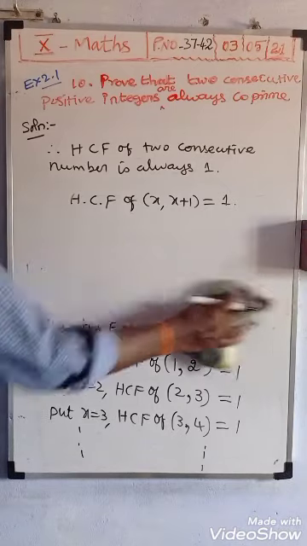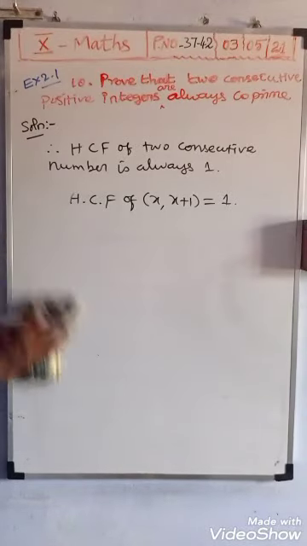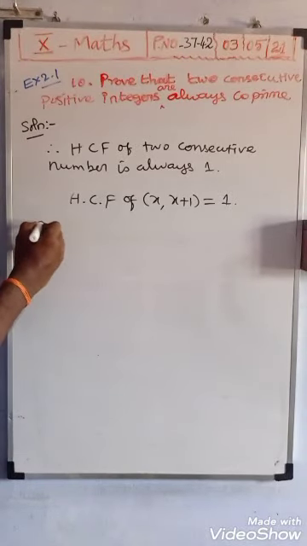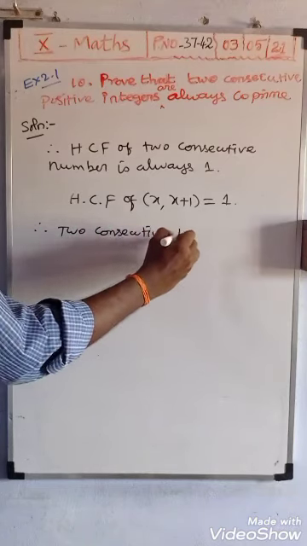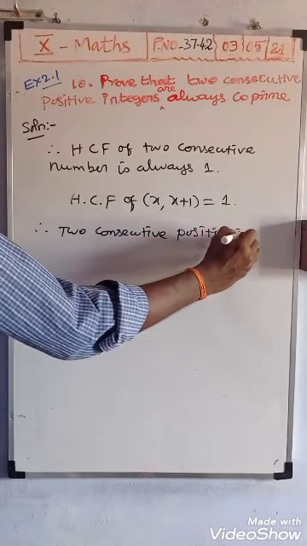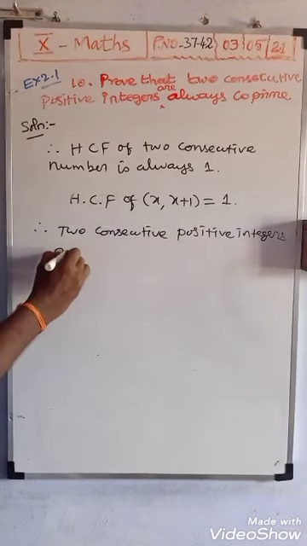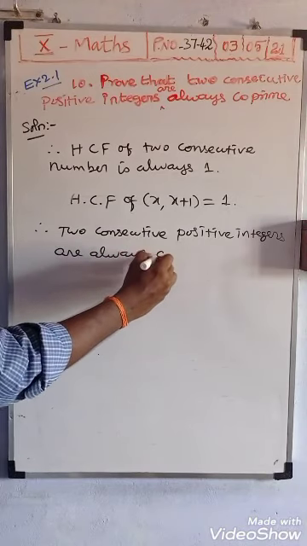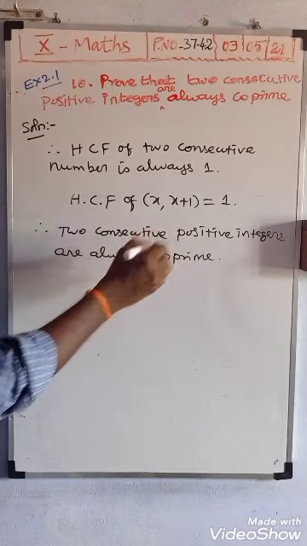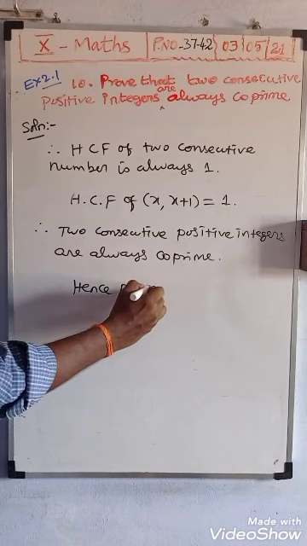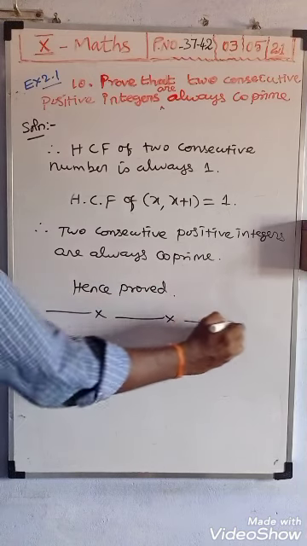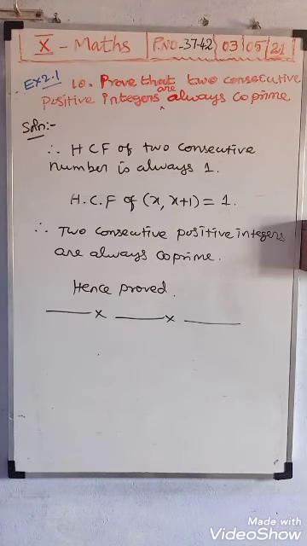Okay, therefore two consecutive positive integers are always co-prime because the highest common factor we received is 1. Hence proved. So if we get HCF as 1, that is called co-prime. Here I chose two consecutive positive integers, the HCF we received as 1. Therefore these are called co-prime. That's all.